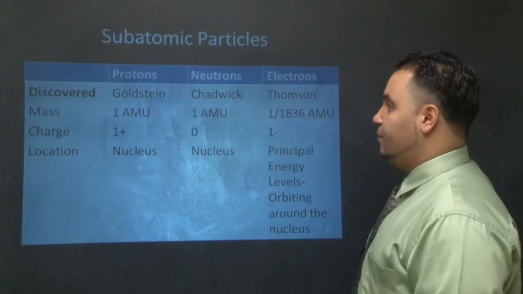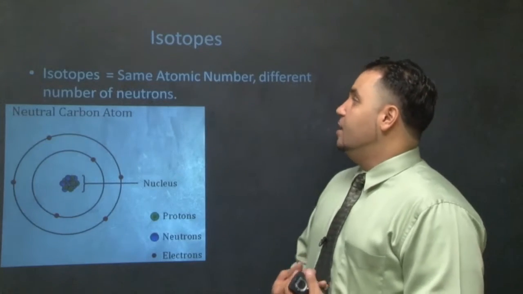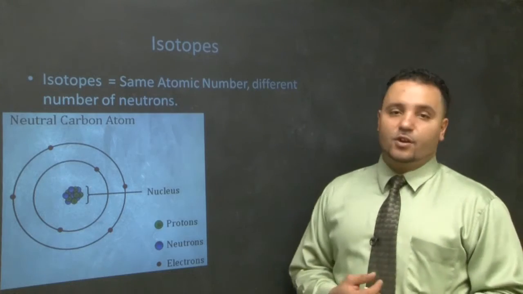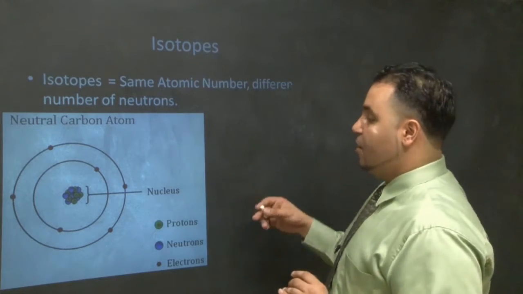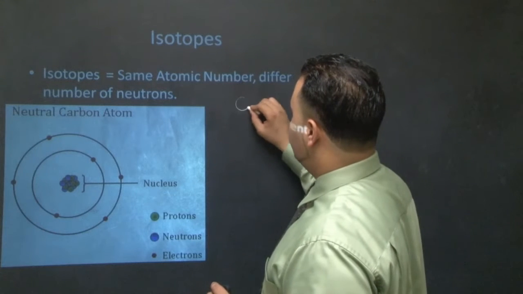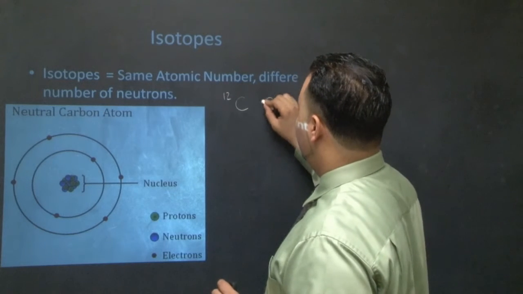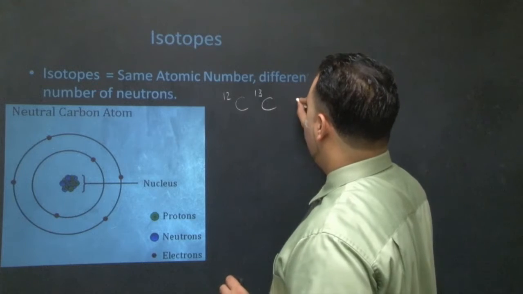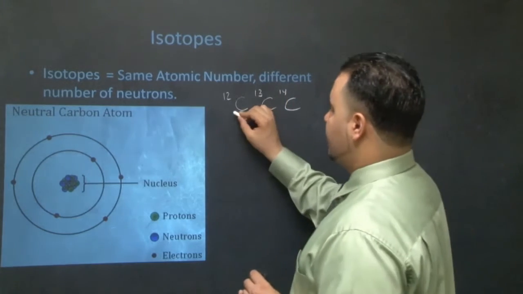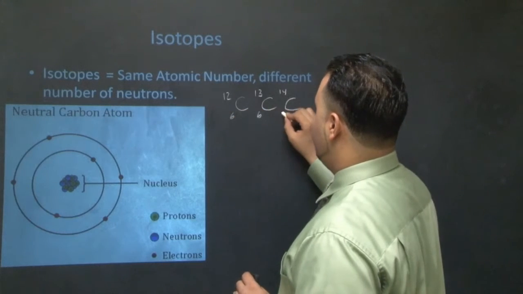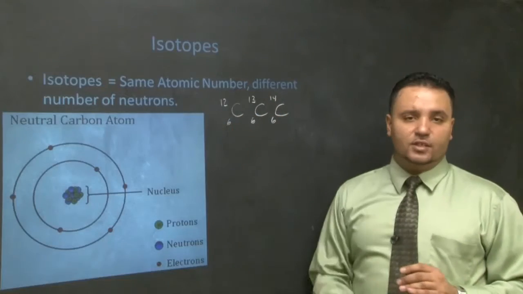Let's take a look at other theories now. Isotopes: they have the same atomic number but a different number of neutrons. As I mentioned before, we were going to fix this. So for example, we have 3 versions of carbon: carbon-12, carbon-13, and carbon-14. All 3 of these are carbon. We know they're carbon because they have exactly 6 protons in their nucleus.